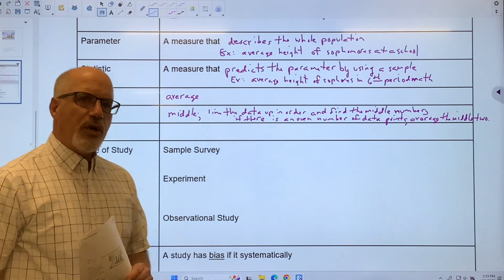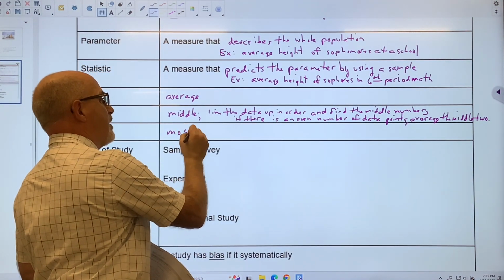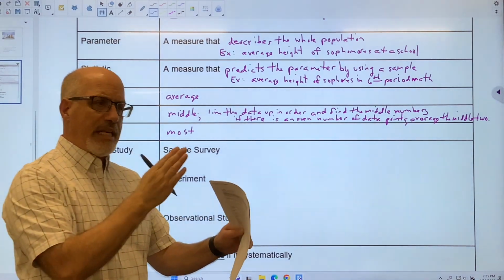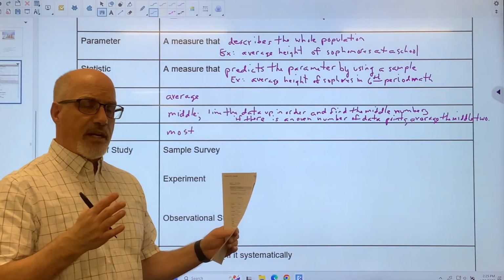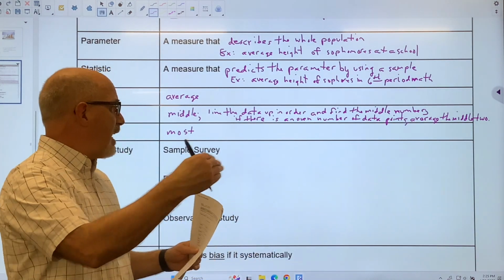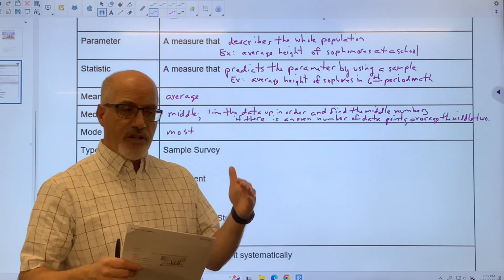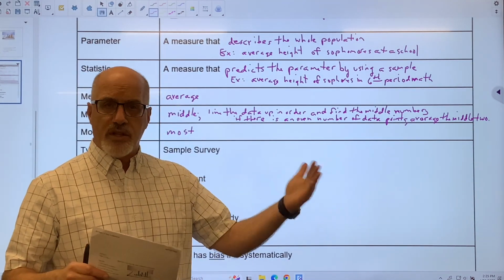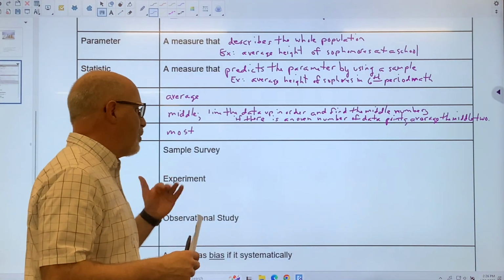All right, and then the mode is the most. So when you look at the data, if you count how many of each number there is, or each category there is, the one that has the most is the mode. Now mode, you don't average it. If there's 2 modes, you just list both modes. If there's 3 modes, you list all 3. So mode is the most.